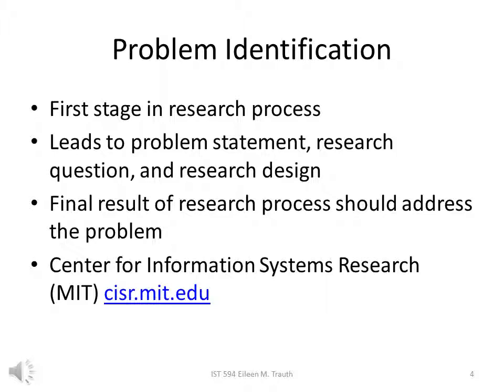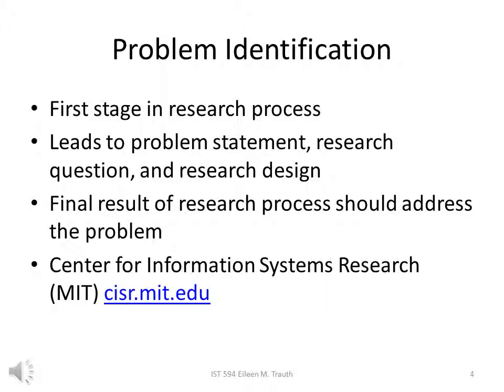So, problem identification is the first stage in the research process. Once we identify the problem area, that then leads to the creation of a concrete problem statement, and that in turn leads to an actionable research question, something that we can explicitly answer with our data. And that research question then leads to the research design.